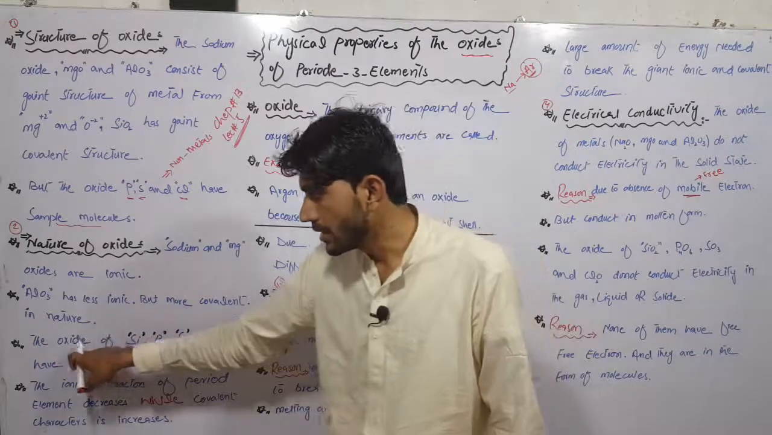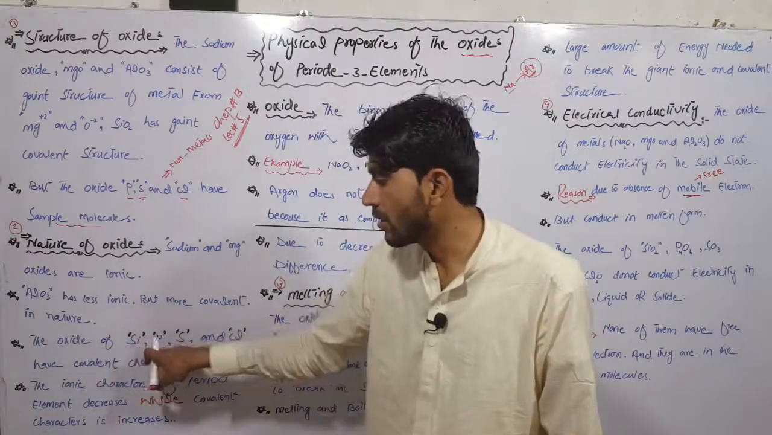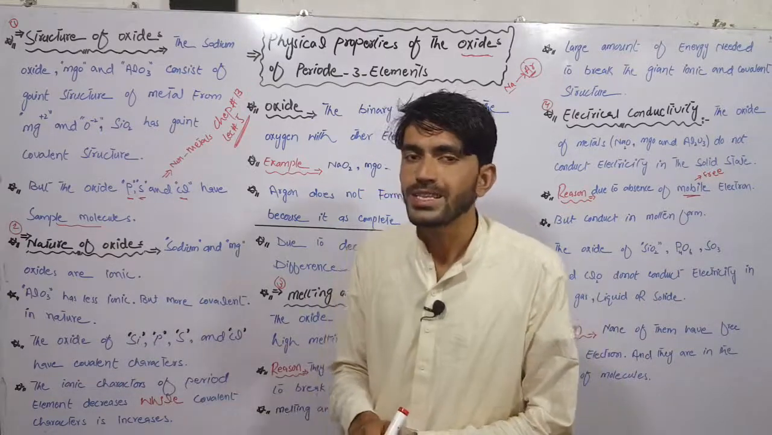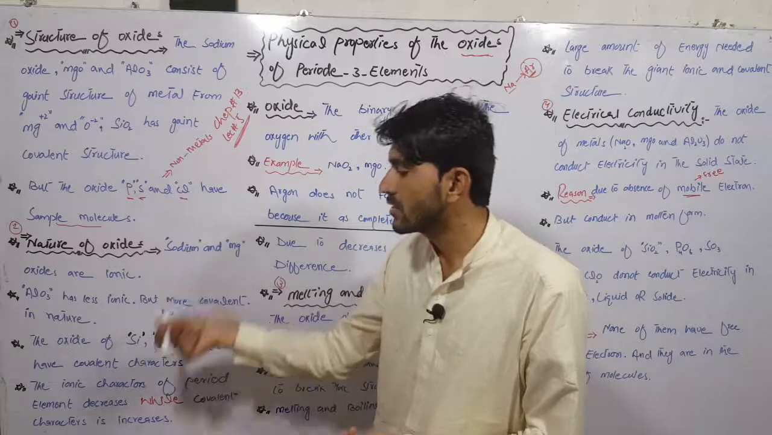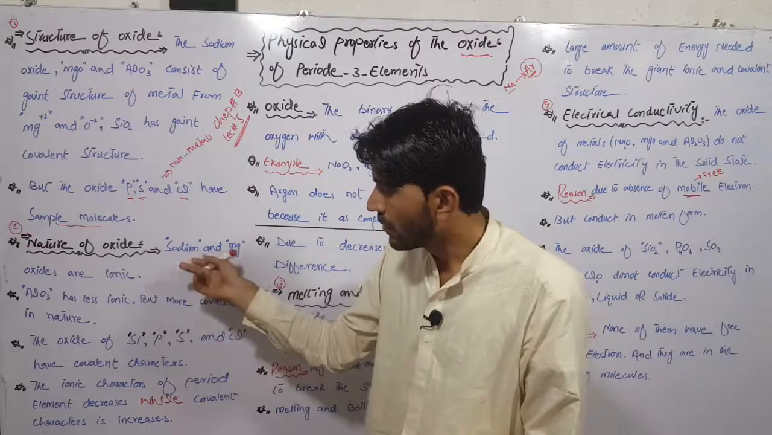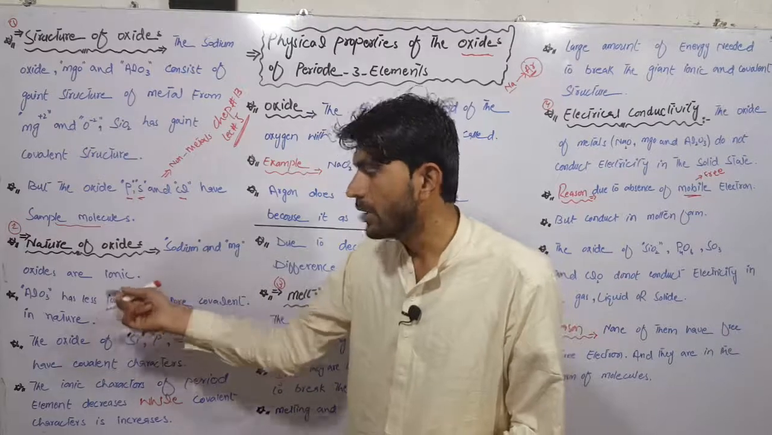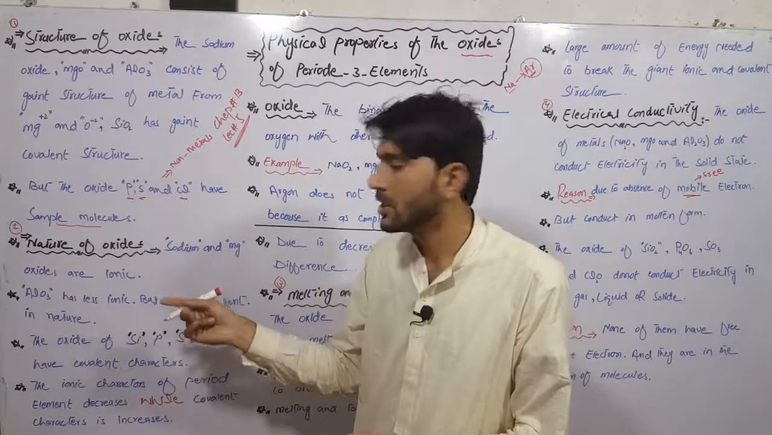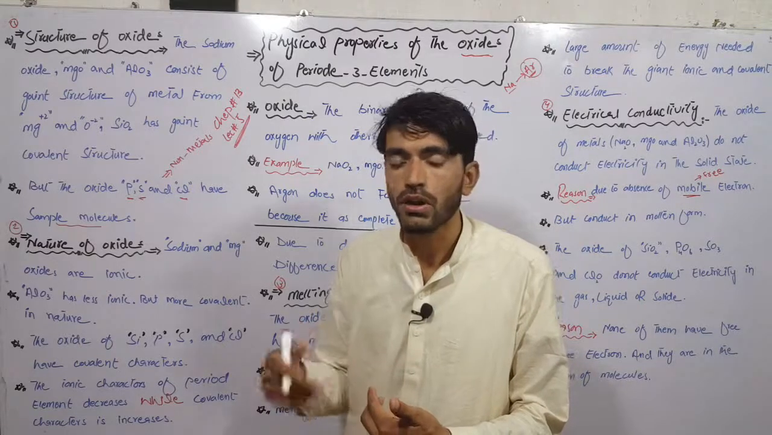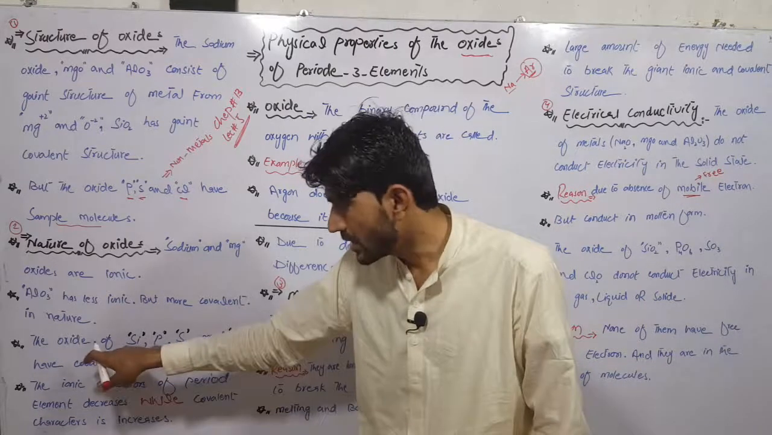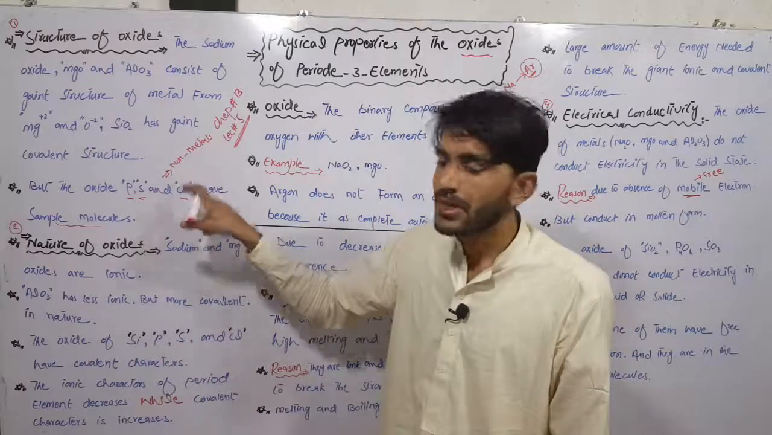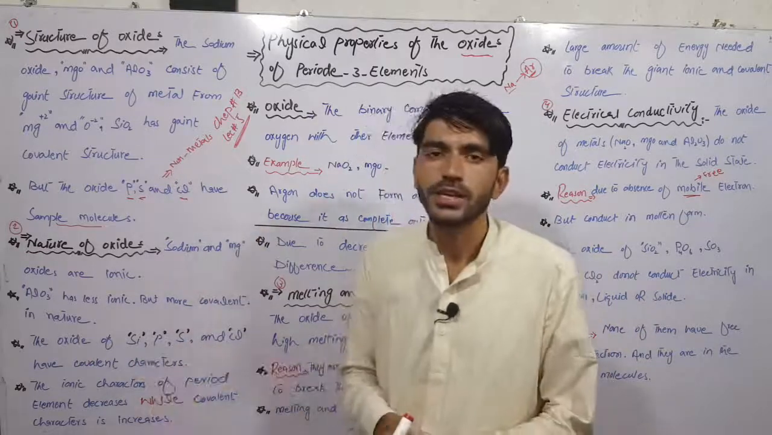Third point, the oxides of silicon, phosphorus, sulfur and chlorine have covalent character. Because these elements are non-metals, they have covalent character, but the others above, sodium, magnesium and aluminum, whenever they react with oxygen, have ionic or more or less ionic character. But silicon, phosphorus, sulfur and chlorine are non-metals, so they have only covalent character.